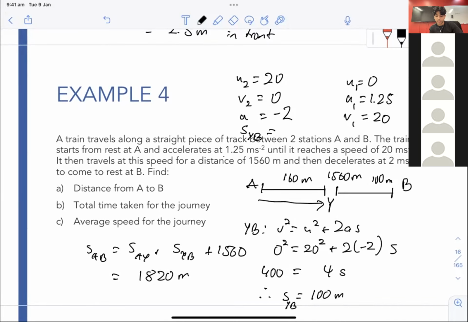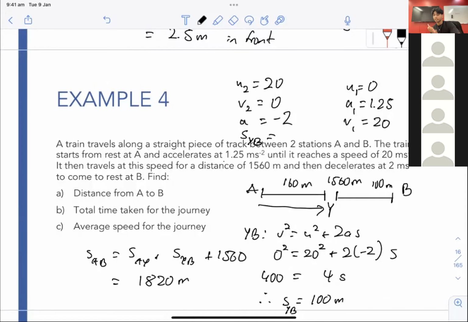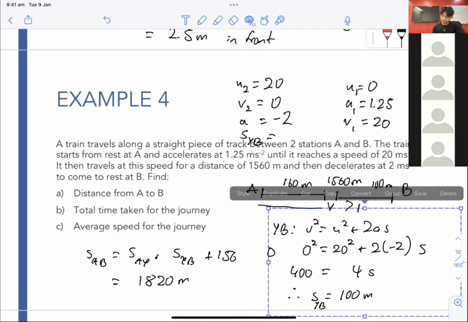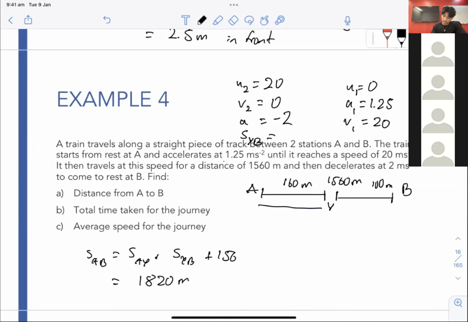Part B, the total time taken for the journey, okay? The total time is going to be based on each segment's own velocities and how far they travel, okay? The first portion, 160 meters, is covered. We now know the final velocity, the initial velocity, and the acceleration, so the time is going to be pretty easy, okay? So I'm going to get rid of all of this for now. Actually, I'll get rid of this stuff. And then move this over to the side.